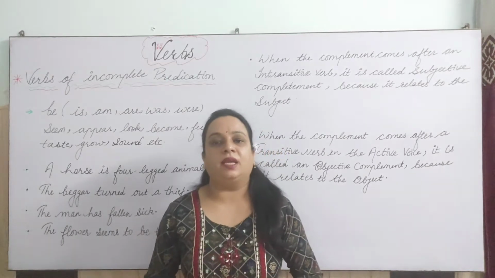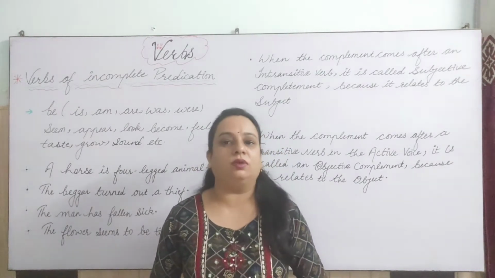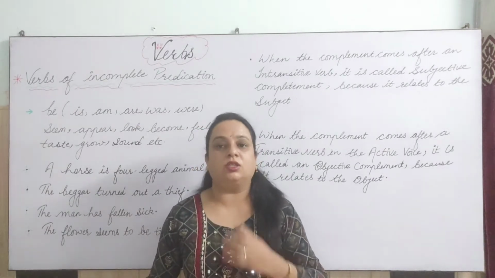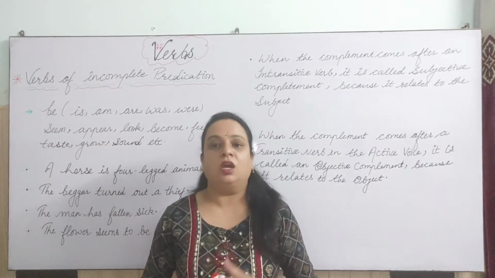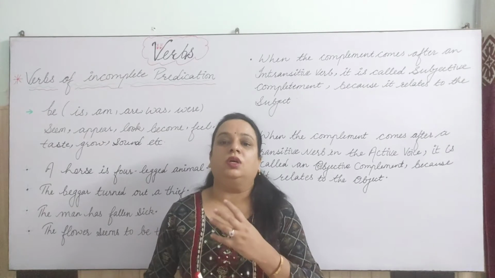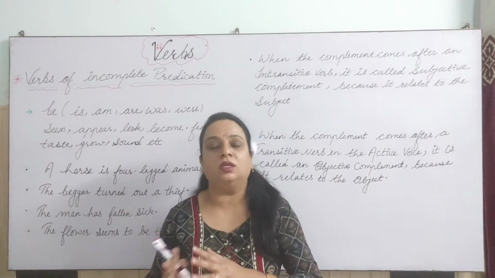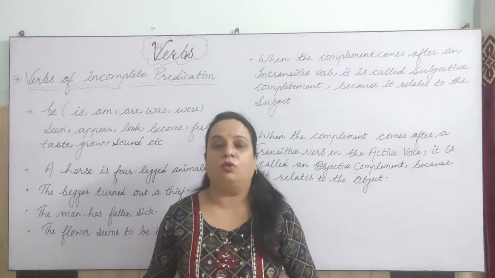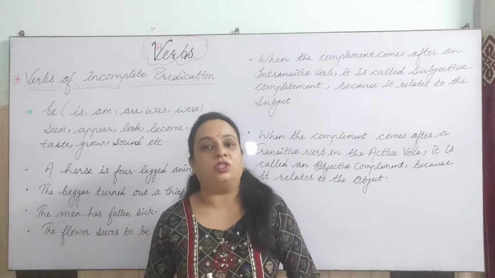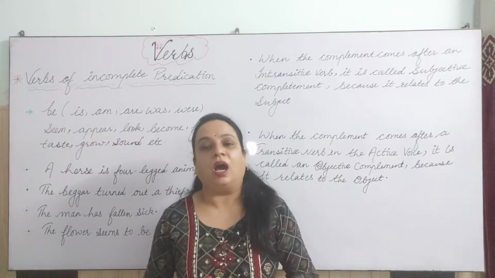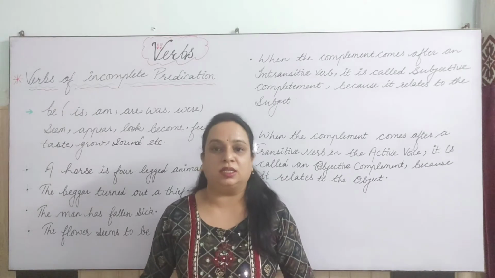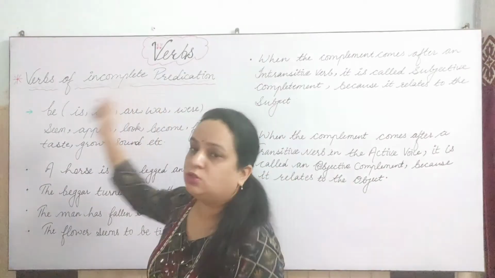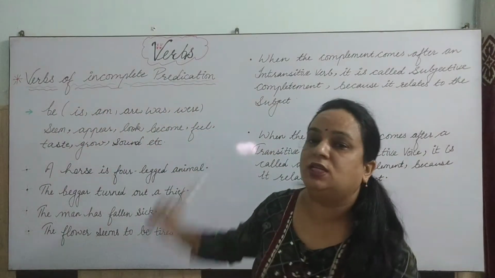So what does incomplete predication mean? It is the verb when there is no object, or something is needed or required to give a proper sense to that particular verb. Let's understand some of these verbs, which are also known as linking verbs and are mostly used in sentences where there are no objects. So the topic for today is verbs of incomplete predication.